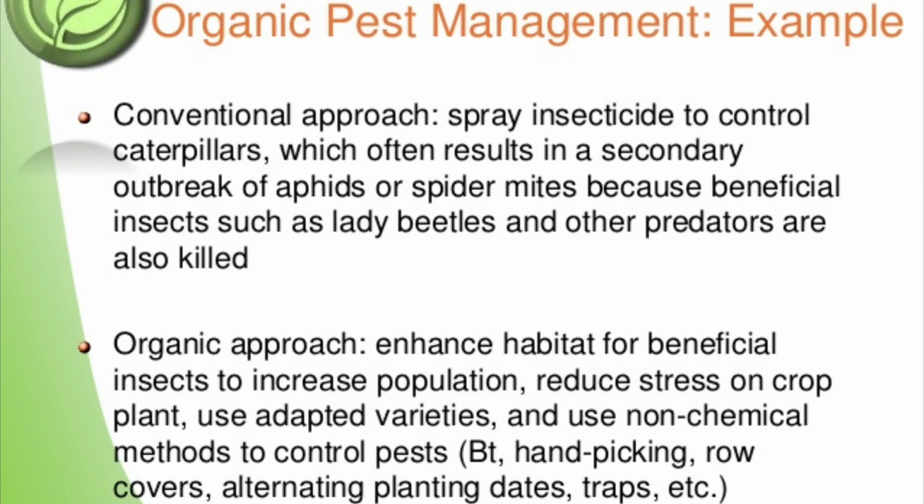When you use IPM, and you use an organic approach to IPM, what you do is you try to find the least lethal method and the most environmentally friendly method. So in an organic approach, you would enhance the habitat for beneficial insects to increase their population. You would reduce stress on crop plants. Use adapted varieties. That means use plants that are adapted to living in that particular environment. And you'll use non-chemical methods to control pests.